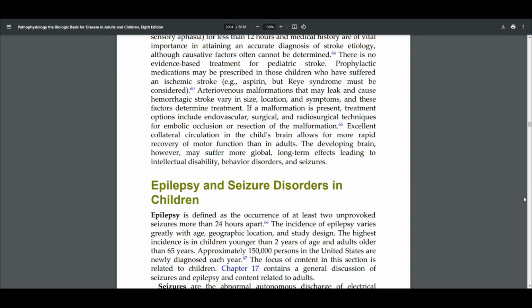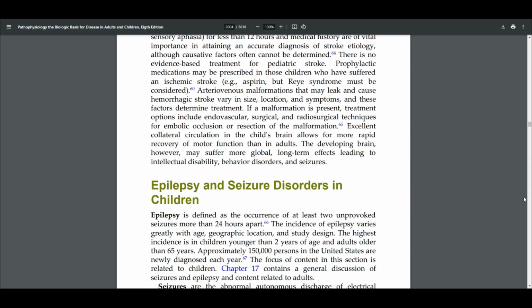Prophylactic medications may be prescribed in those children who have suffered an ischemic stroke. Arteriovenous malformations that may leak and cause hemorrhagic stroke vary in size, location, and symptoms, and these factors determine treatment. If a malformation is present, treatment options include endovascular, surgical, and radiosurgical techniques for embolic occlusion or resection of the malformation. Excellent collateral circulation in the child's brain allows for more rapid recovery of motor function than in adults.